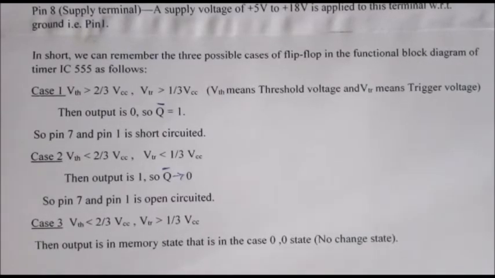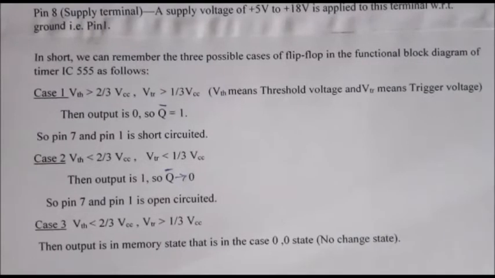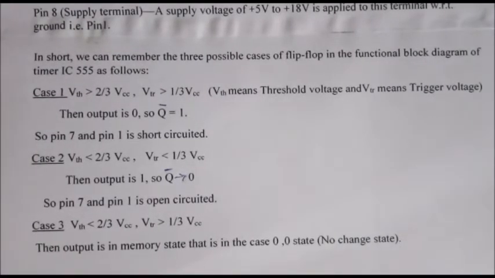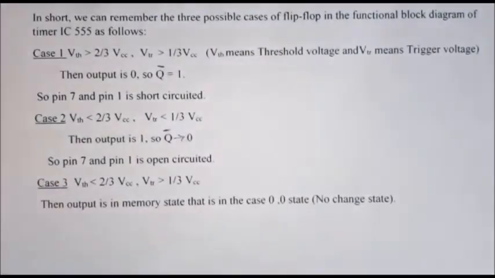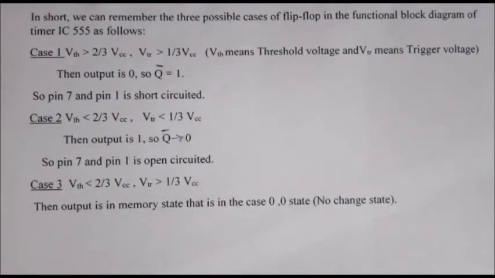Case 1: VTH greater than 2 by 3 VCC and VTR greater than 1 by 3 VCC. I think you understand VTH means threshold voltage and VTR means trigger voltage. So in this case the output is 0, so Q bar is equal to 1, and so pin 7 and pin 1 are short circuited.